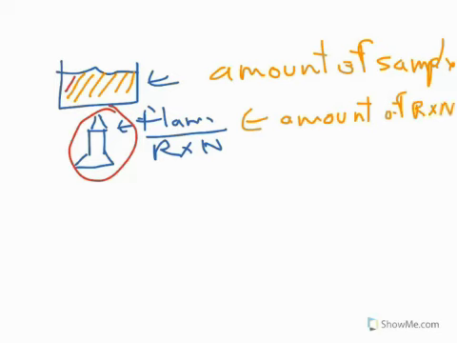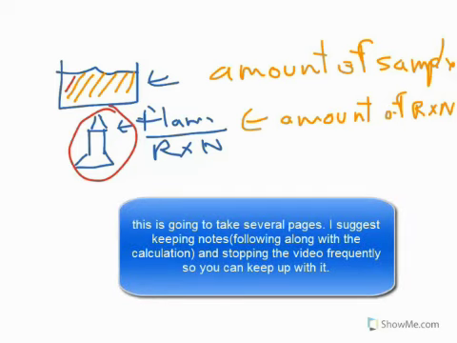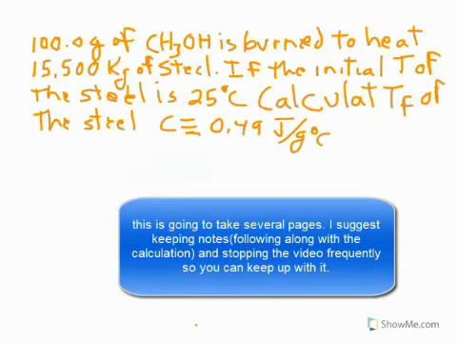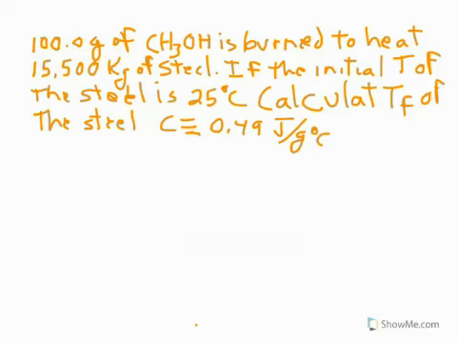Now I'm going to erase this and give you a problem here that I'll write out in detail. Okay, so here's the problem. We're going to take 100 grams of methanol, CH3OH, and burn it, and we're going to use that energy to heat 15.500 kilograms of steel. The assumption is no heat is lost to the surroundings. It's a ridiculous assumption, but we're sticking with it.